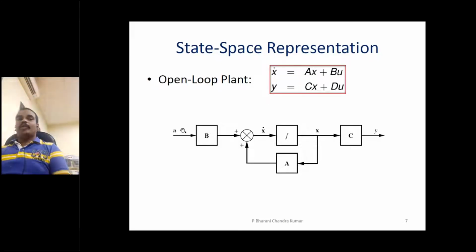This pole placement gain is similar to the Kp, Ki, Kd gains. It is just numbers. So how to find these numbers, that we will see.